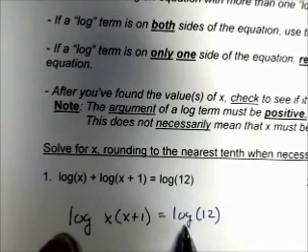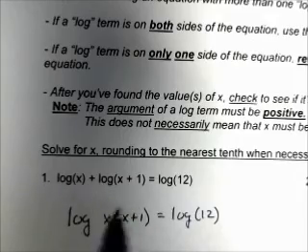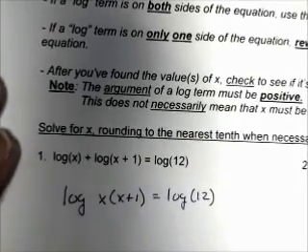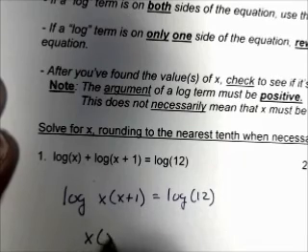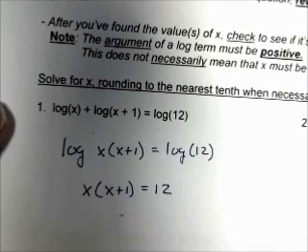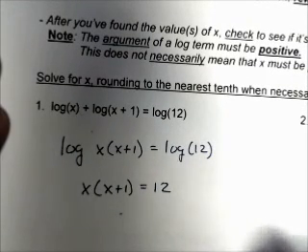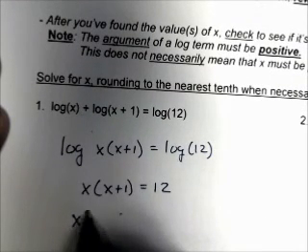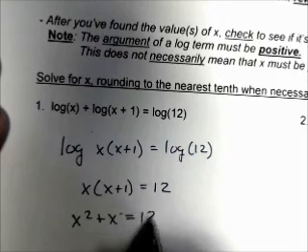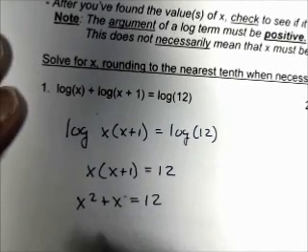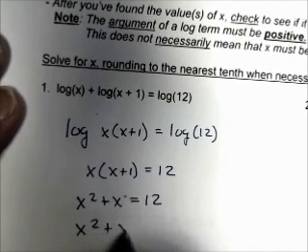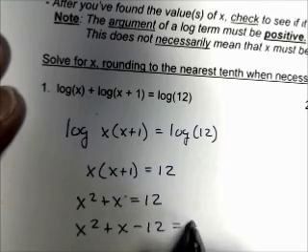Okay, now we have logs on both sides. So that means that this argument would have to equal this argument. So just drop the logs. X times x plus 1 would have to equal 12. Now let's solve this. Distribute: x squared plus x equals 12. Put it in standard form because we see that it's quadratic, so we subtract 12 from both sides.